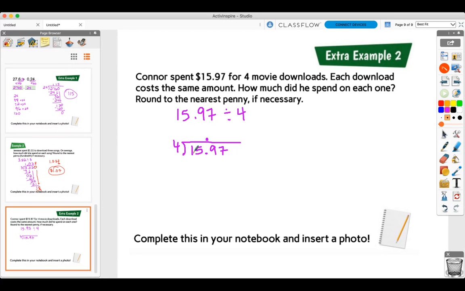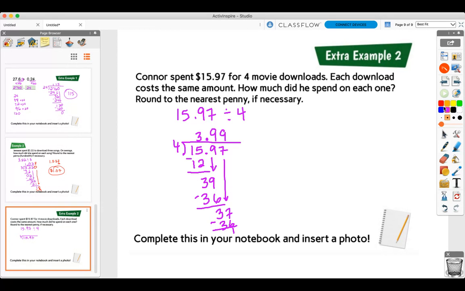So 4 goes into 1 0 times, so you don't need to add that one. So 4 goes into 15 3 times. 4 times 3 is 12. You subtract these, you're going to have 3. Bring down the 9, and you have 39. 4 goes into 39 9 times. 4 times 9 is 36. 39 minus 36 is 3. Bring down the 7. 4 goes into 37 9 times. 4 times 9 is 36.